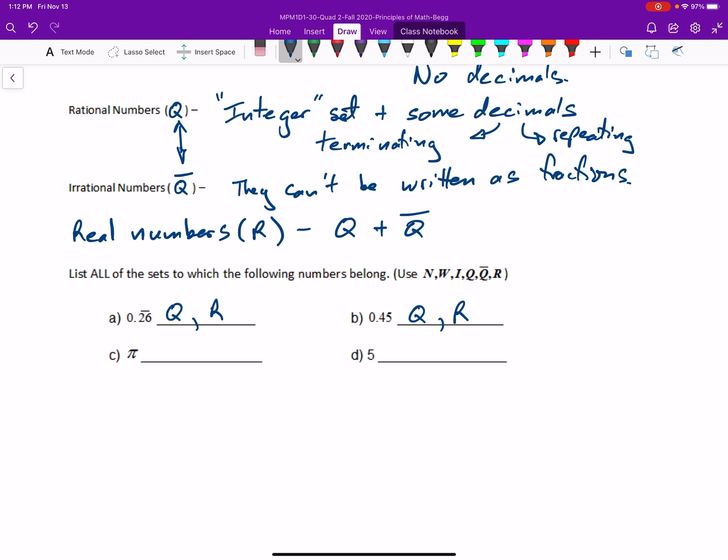Pi, I already mentioned, is irrational. So again, it can't be rational. And if it can't be rational, it can't be any of the other N, W, or I. But again, it can be R.